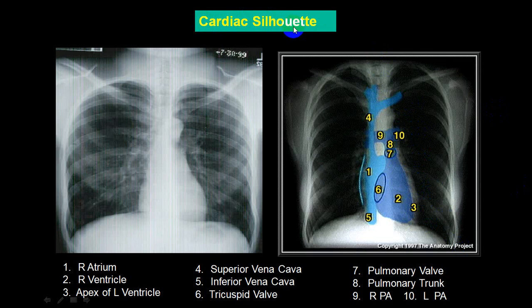So this is a normal cardiac silhouette. And according to this, you can identify the diaphragm curvature, and the left diaphragm is higher than the right diaphragm. You can identify the costophrenic angle, and you can see the margin of the rib cage clearly. So these are called the normal silhouette.